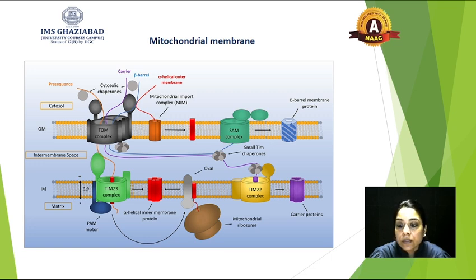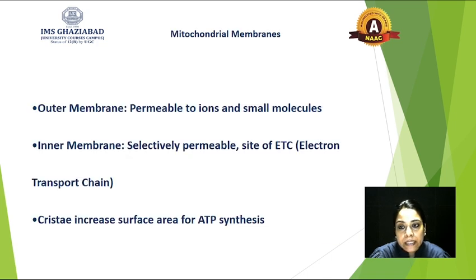Also, the inner membrane and the outer membrane are connected with the mitochondrial ribosome, and some carrier proteins are present that help in the transport of ions between the inner membrane and the outer membrane of the mitochondria. The outer membrane is basically permeable to all the ions and small molecules. The inner membrane is selectively permeable, and it is also the main site of the ETC, the electron transport chain, that takes place inside the inner membrane of the mitochondria.